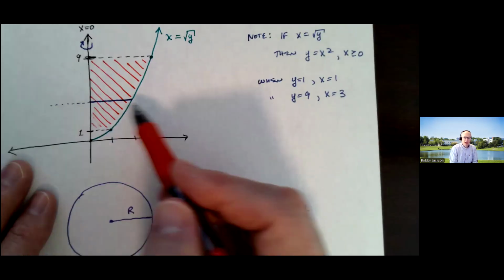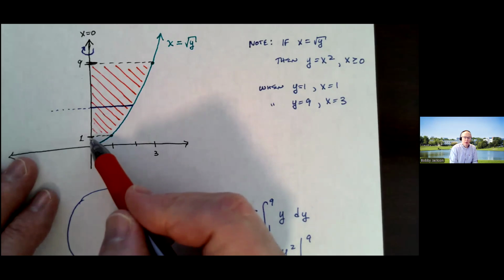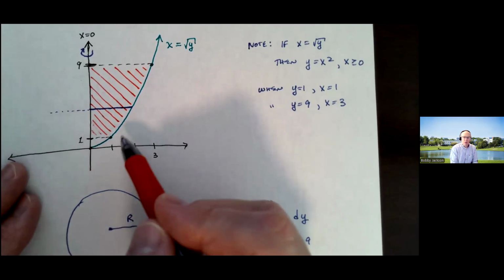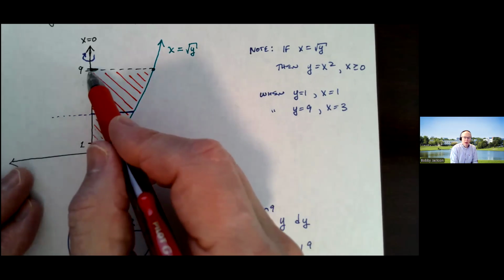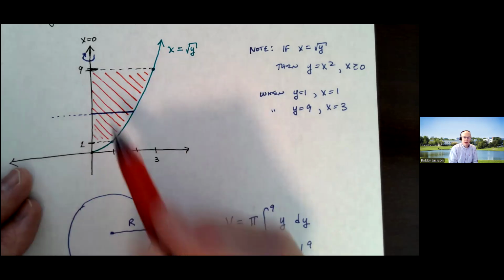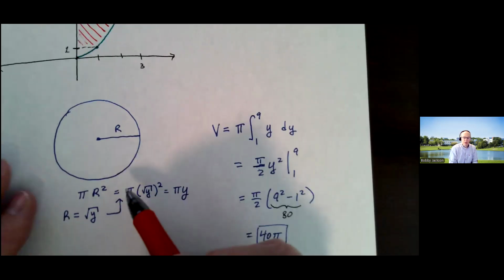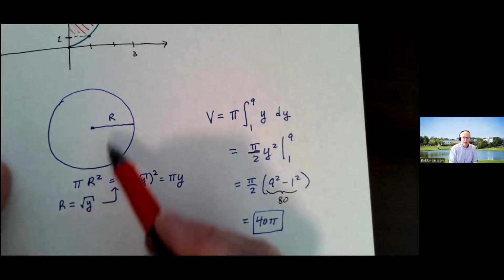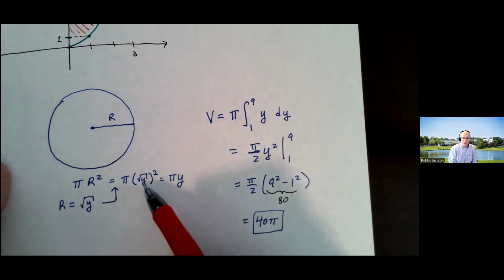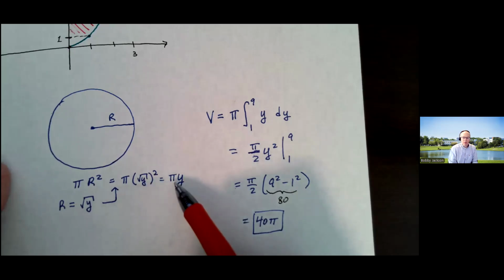That's the distance. And notice it's true, right? When y is equal to 1, what's the square root of 1? 1. That's the x distance. And when y is equal to 9, what's the square root of 9? 3. That's this distance here. So it's going from a radius of 1 to a radius of 3 as we move from y equals 1 to 9. So the area of the disk is pi times that radius squared. The radius is the square root of y. We just get pi times y, which is really easy to integrate.